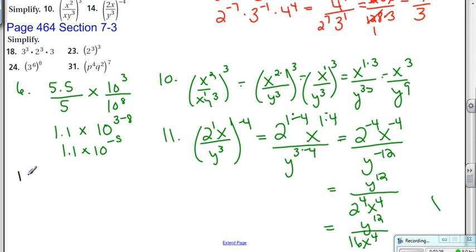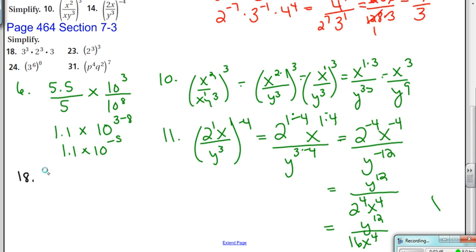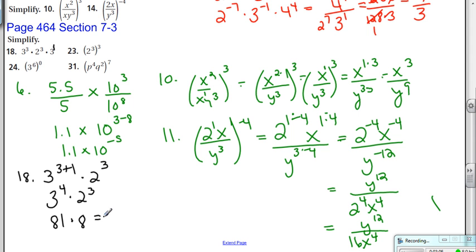Okay, then number 18. When you have like bases, you keep the base and you add the exponents. So I can keep the 3, there's a 1 on that 3, and add 3 plus 1 and multiply that by 2 cubed. So it's 3 to the 4th times 2 cubed. So 3 to the 4th is 81, 2 cubed is 8, and 81 times 8 is 648. For 23, when you have a power of a power, you multiply the exponents. So this becomes 2 to the 3 times 3, which is 2 to the 9th.